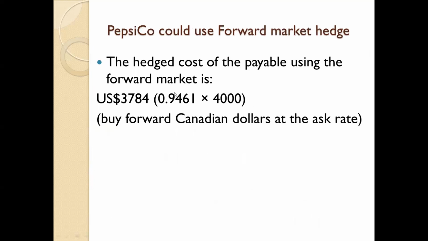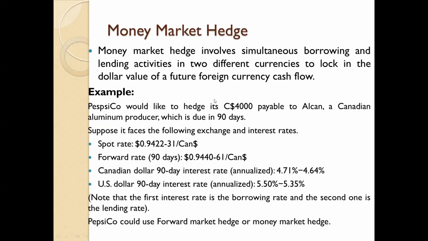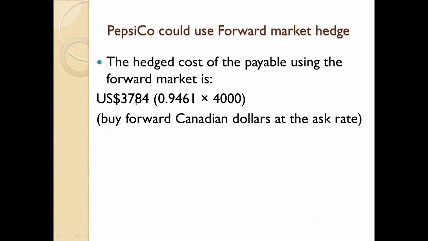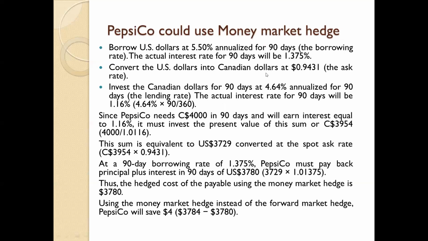So after 3 months, we have to pay US dollar 3,784 in order to buy Canadian dollar 4,000, according to the forward contract. Buy forward Canadian dollar at ask rate. Now this is the forward market hedging. Now let's look at what the money market hedging is.